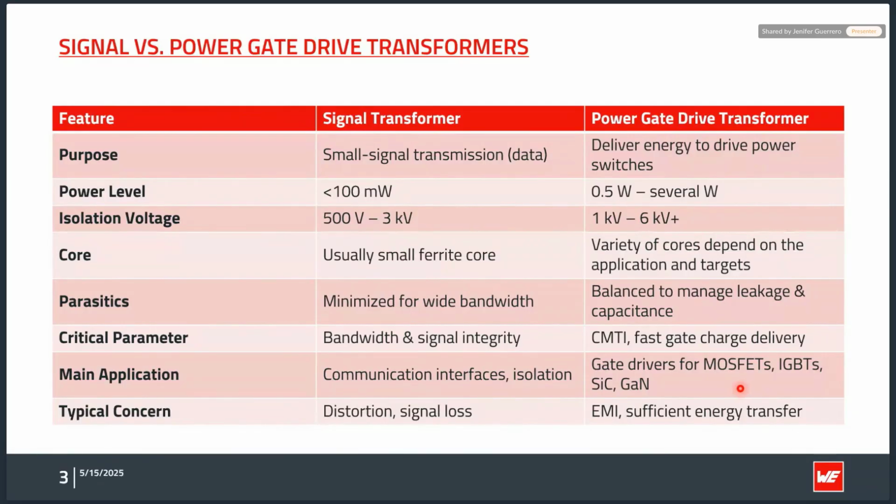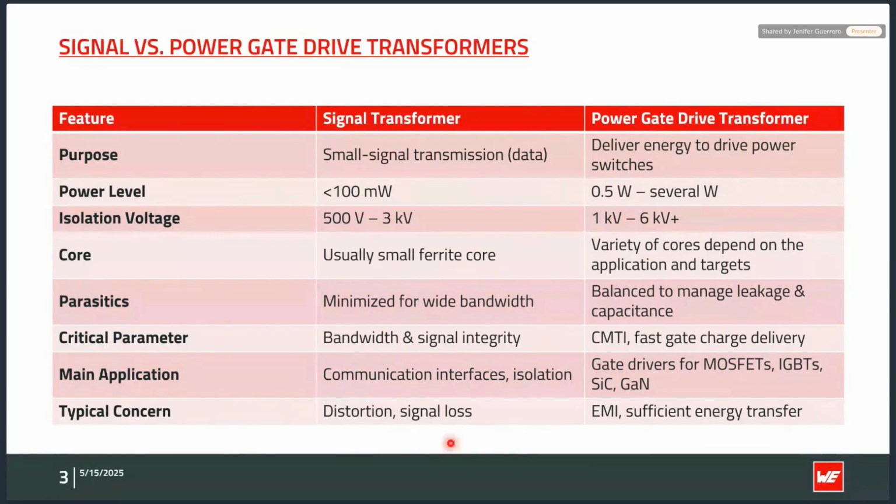A tip here is that CMTI is very influenced by the winding symmetry and insulation strategy, and most important, the parasitic capacitance between the windings. Even if we're trying to reduce just 1 or 2 picofarads, it makes a difference to the CMTI.